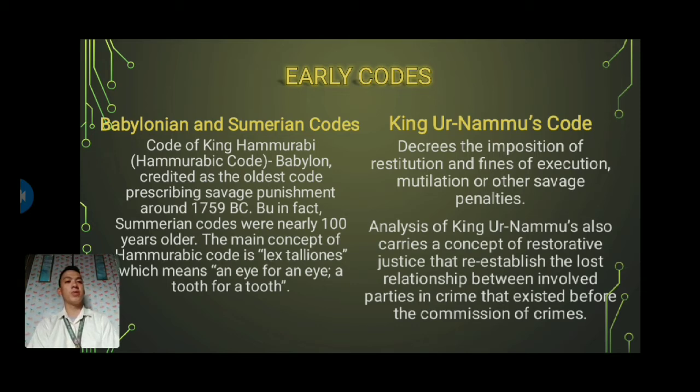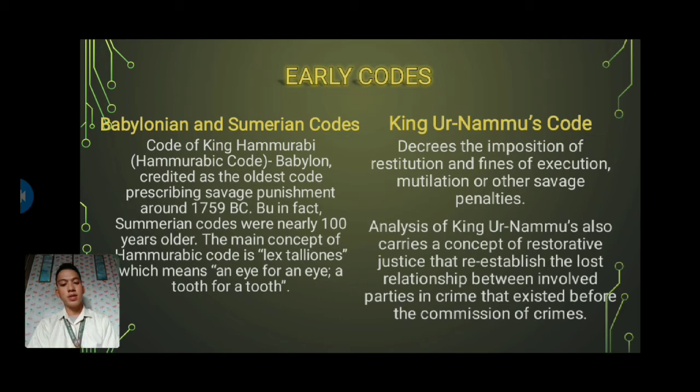It decreased the imposition of execution, mutilation, and other savage penalties in favor of restitution and fines. Analysis of King Urnammu's code also shows a concept of restorative justice that re-established the relationship between the parties involved in a crime that existed before the commission of the crime.